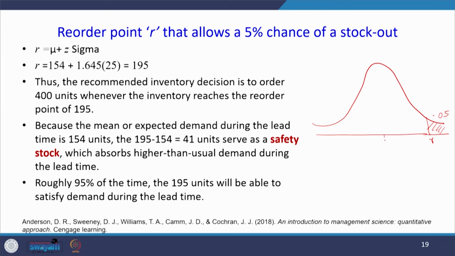What is the mean of this distribution? Mean is 154. What is the standard deviation of this distribution? 25. So, mu equal to 154, sigma equal to 25. Now, we have to find out what is the R point.